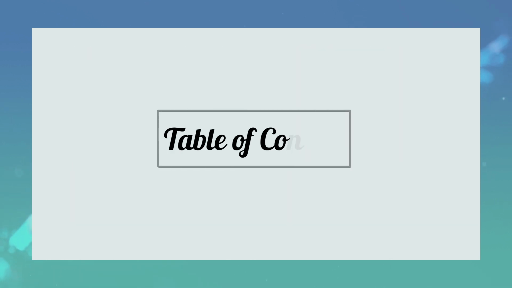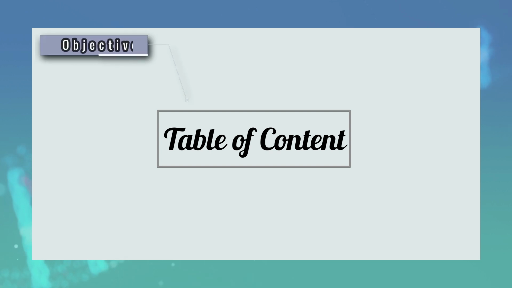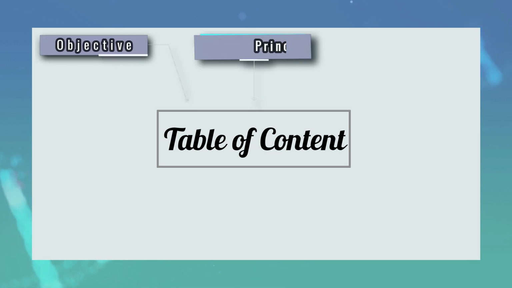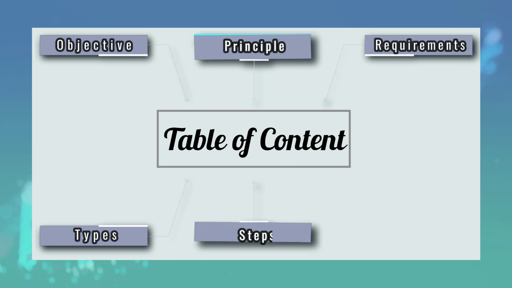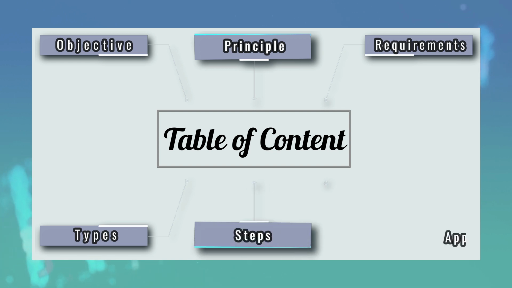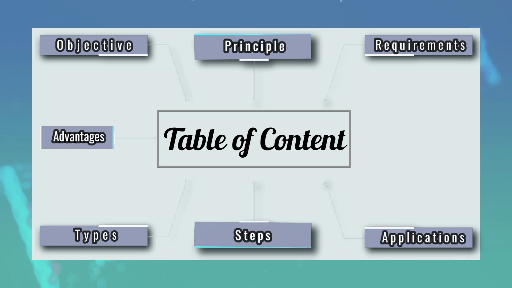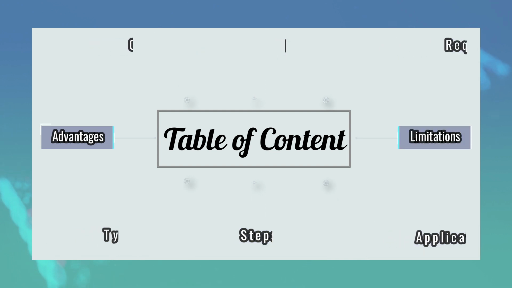So let's see the table of contents. We will learn the objective of RT-PCR, principle of RT-PCR, its requirements which are enzymes, the types of RT-PCR, the steps of RT-PCR, applications, advantages, and lastly limitations.